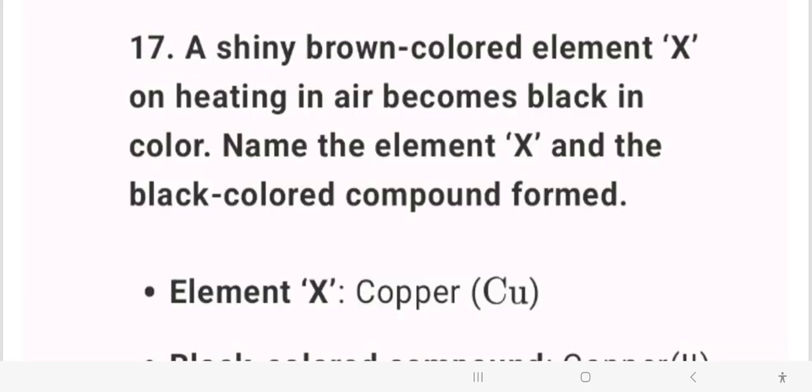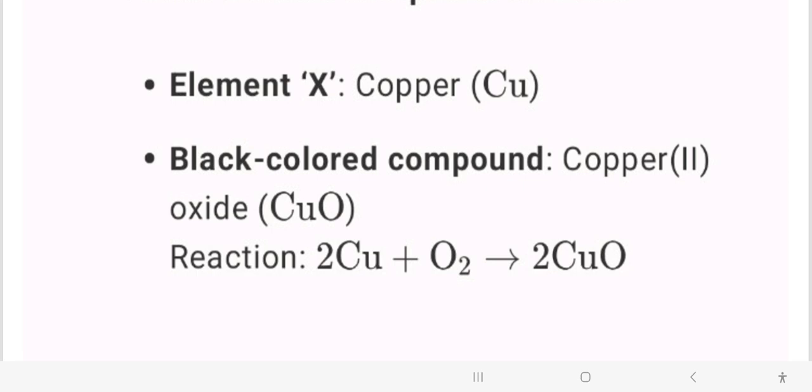So the question here is, a shiny brown colored element X on heating in air becomes black in color. Name the element X and the black colored compound formed. Any guesses on this one? So a shiny brown colored element on heating in air becomes black in color. So the answer for this one is that the element is copper. Okay, and the black colored compound is copper oxide, right?